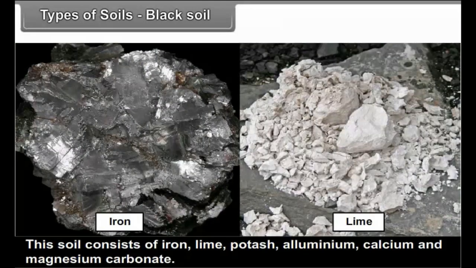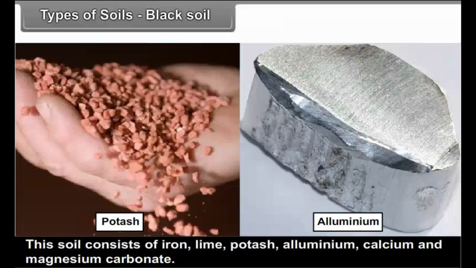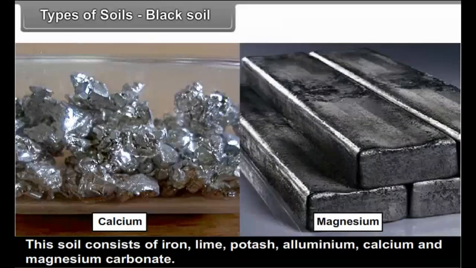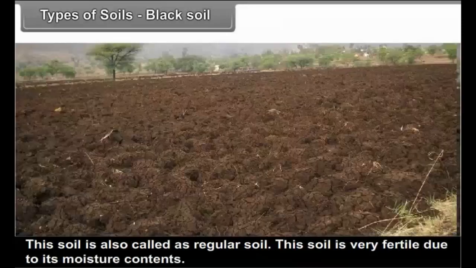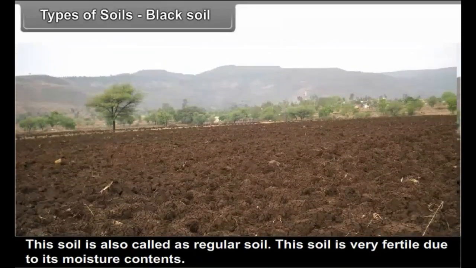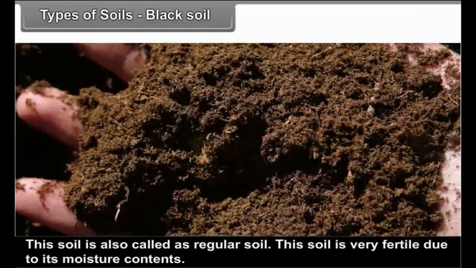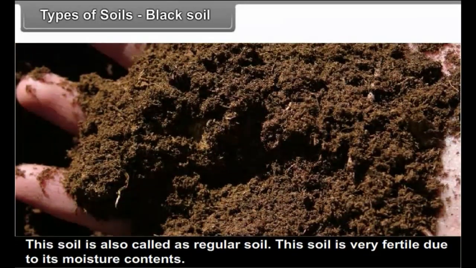This soil consists of iron, lime, potash, aluminium, calcium, and magnesium carbonate. Black soil is deficient of nitrogen, phosphorus, and organic matter. This soil is also called Regur soil. This soil is very fertile due to its moisture contents.